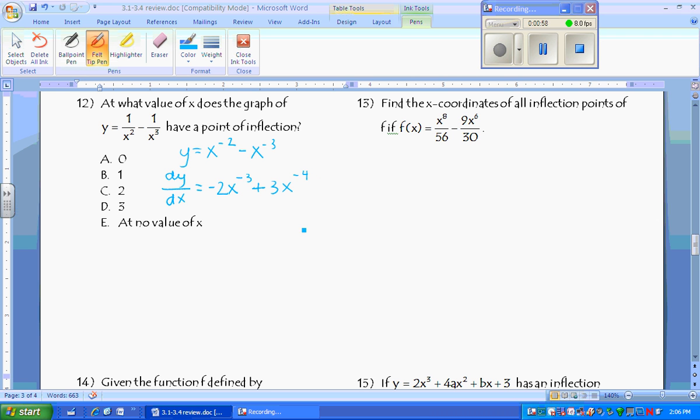Now you have to get the second derivative since it's a point of inflection. That means you don't take the number line of the first derivative, you take it of the second derivative. So you have to, once again, take a derivative. Okay. Negative 3 times negative 2 is 6.